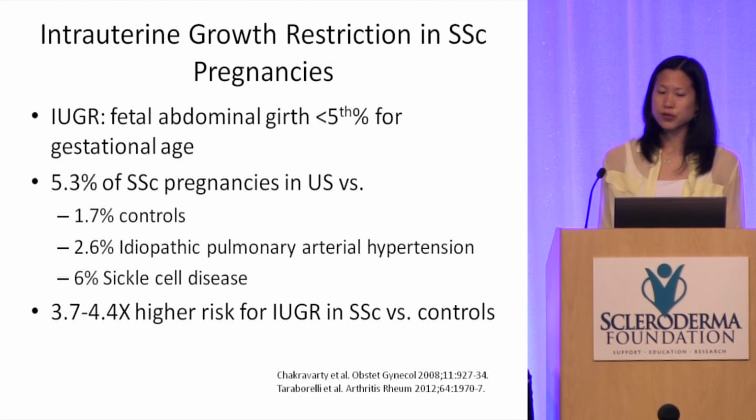So regarding intrauterine growth restriction in scleroderma pregnancies, again, this is defined as having a fetal abdominal girth less than the 5th percentile for gestational age. About 5% of scleroderma pregnancies in the US are associated with intrauterine growth restriction. However, only 1.7% of controls will have this problem, and about 2.5% of patients with idiopathic pulmonary arterial hypertension, which is a disease that also has vascular injury, but predominantly affecting the pulmonary blood vessels. And actually 6% of sickle cell disease, again, another disease associated with vascular problems and blood clotting. So overall, there's a 3.7 to 4.4 times higher risk for intrauterine growth restriction in systemic sclerosis patients compared with controls.